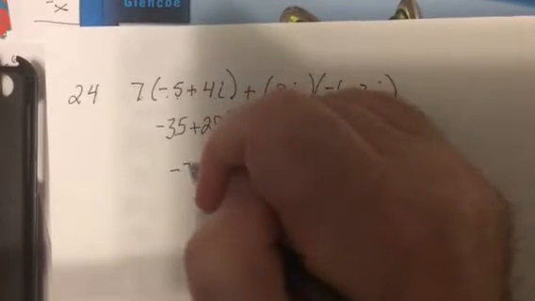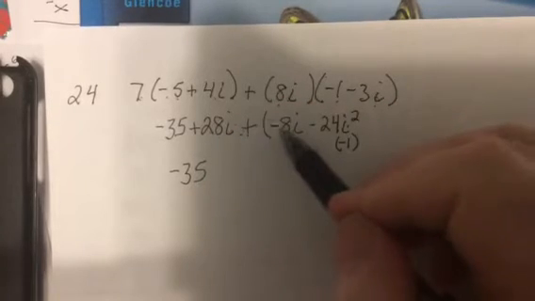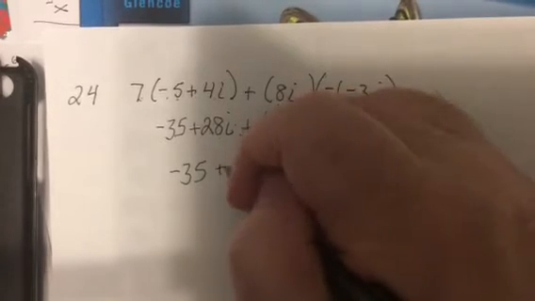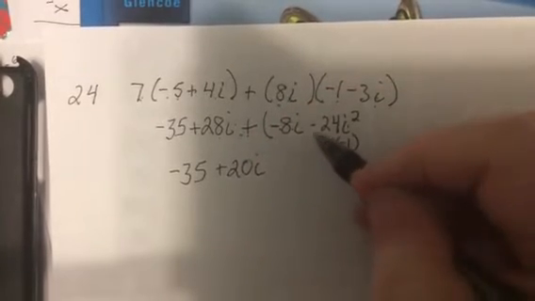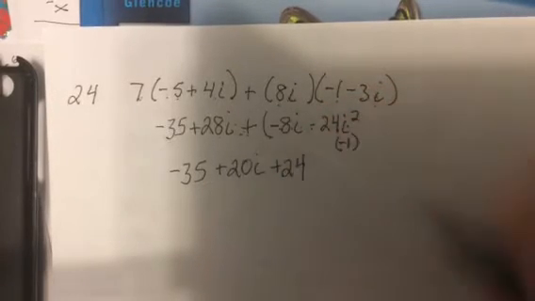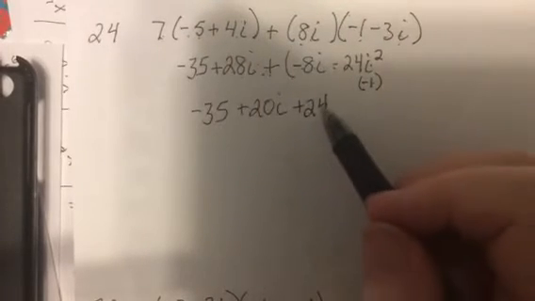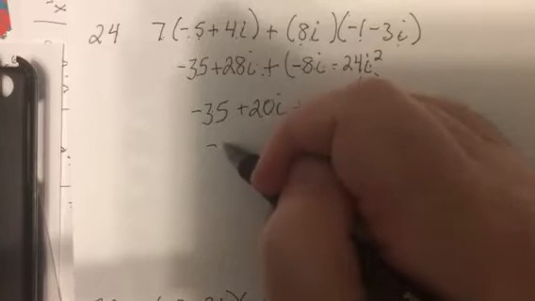So this becomes negative 35. 28i minus 8i is 20i. And negative 24 times a negative 1 would be plus 24. So then we can combine this with this. So this would be minus 11.